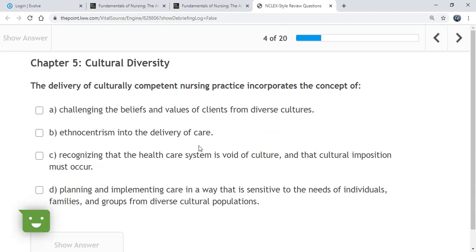Recognizing that the healthcare system is void of culture and that cultural imposition must occur. Well, that's true according to the Trumpster, right? All right, so D makes sense.